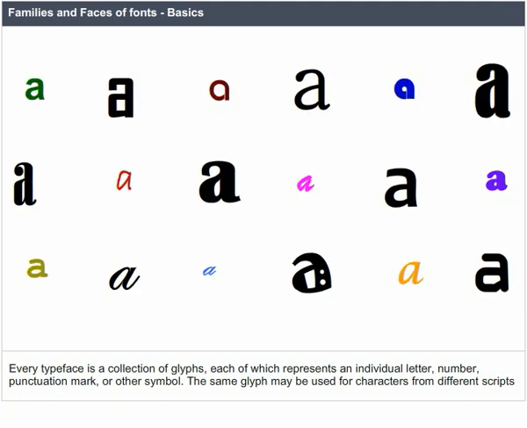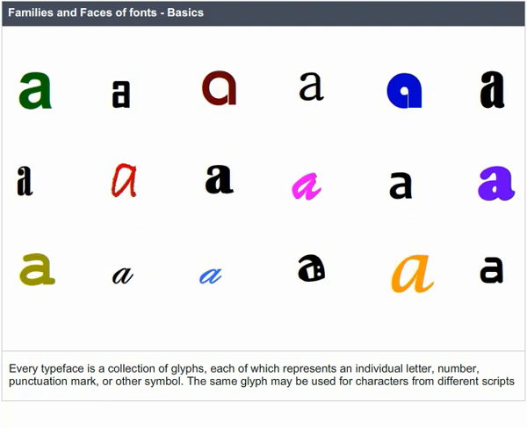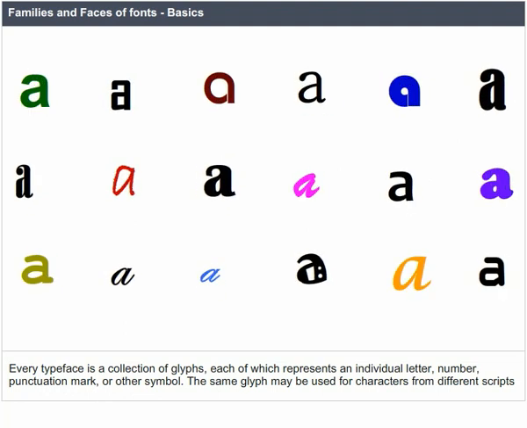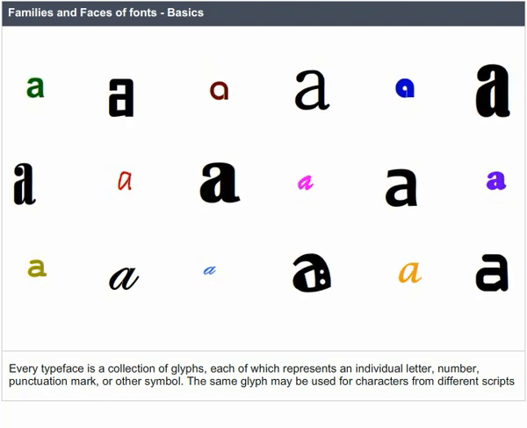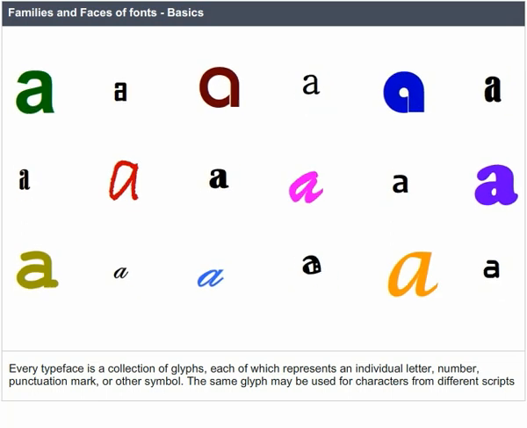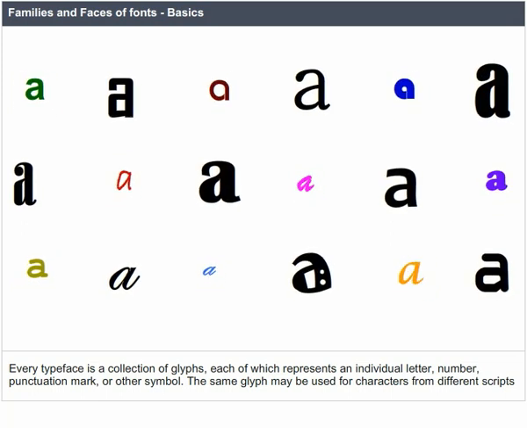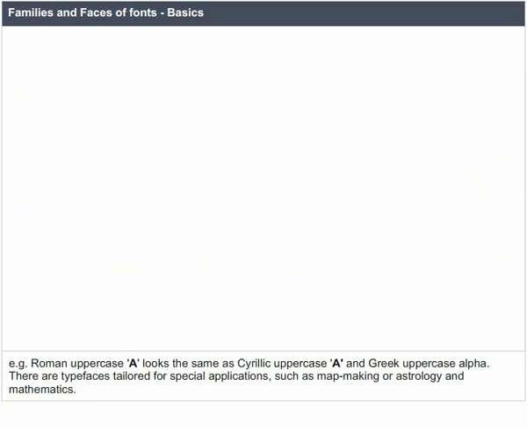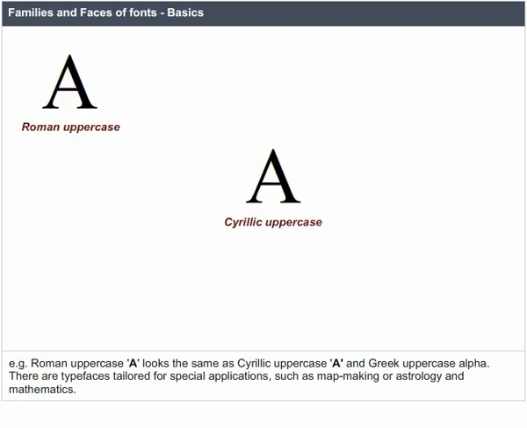Every typeface is a collection of glyphs, each of which represents an individual letter, number, punctuation mark, or other symbol. The same glyph may be used for characters from different scripts. For example, Roman uppercase A looks the same as Cyrillic uppercase A and Greek uppercase alpha. There are typefaces tailored for special applications such as map making or astrology and mathematics.